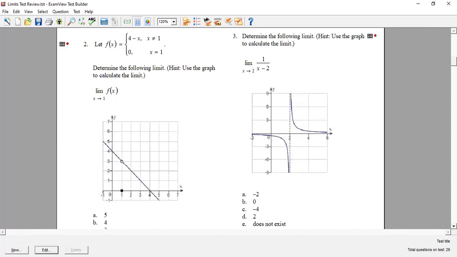All right, so number 2 says let f of x equal 4 minus x when x doesn't equal 1. I also learned how to put these in the calculator. Thank you, Miss Tierney taught me. So I will show you how to put these in the calculator when you have to do it yourself. Okay, this one's already graphed for you, so I'm not even going to worry about it on this one.